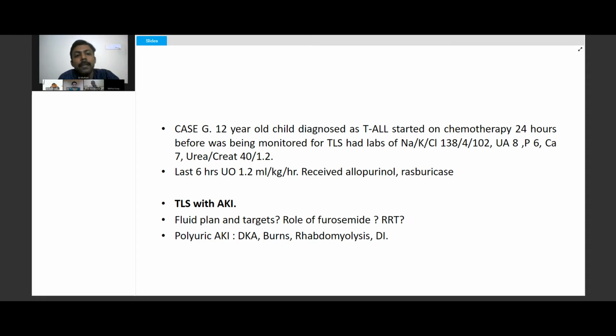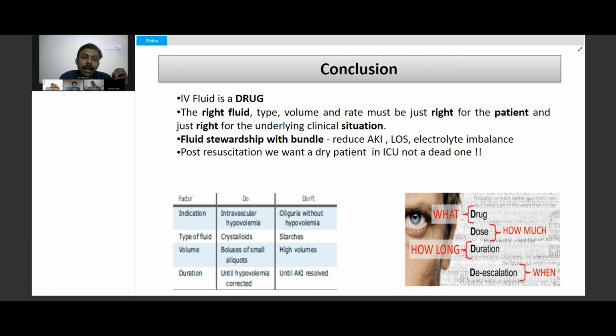These are the scenarios. So to conclude this session, IV fluid is a drug, and the right type, volume, and rate are important, to be given at the right time to the right patient. Fluid stewardship is what we have to follow, with bundles and educating our team. This has a good outcome in reducing AKI and the length of ICU stay and ventilation duration, early weaning is possible, and electrolyte imbalances can be minimized. In the post-resuscitation phase, we want a dry patient in ICU, not a dead one.